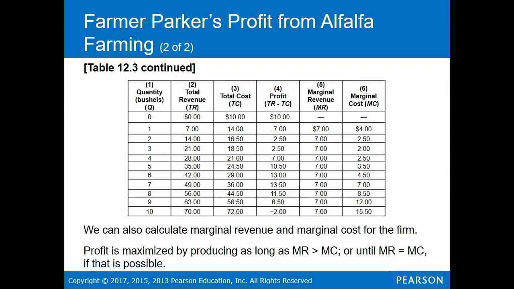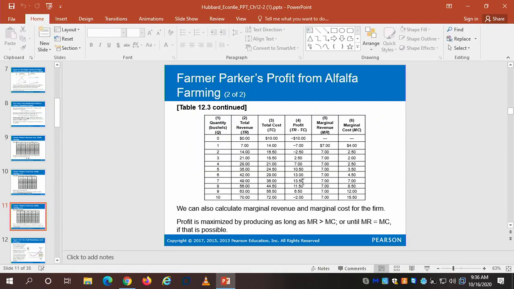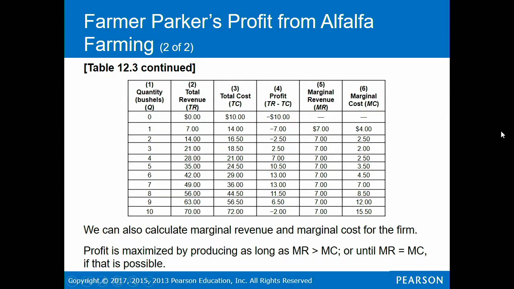Now note where the firm... this is what happens when you do things at the last second. When the firm is maximizing the profit, marginal revenue equals marginal cost. So the firm is going to maximize their profit by producing as long as their marginal revenue is greater than their marginal cost, all the way up until marginal revenue equals marginal cost.